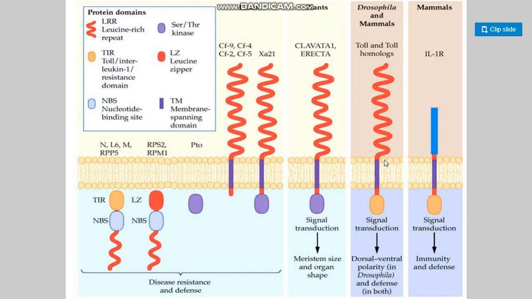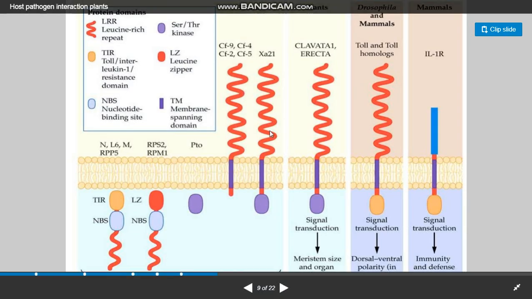This diagram shows the different protein domains: LRR, leucine rich repeats; TIR, Toll interleukin-1 receptor resistance domain; and NBS, nucleotide binding site. These ones are serine threonine kinase, LZ, leucine zipper, and the transmembrane spanning domain.